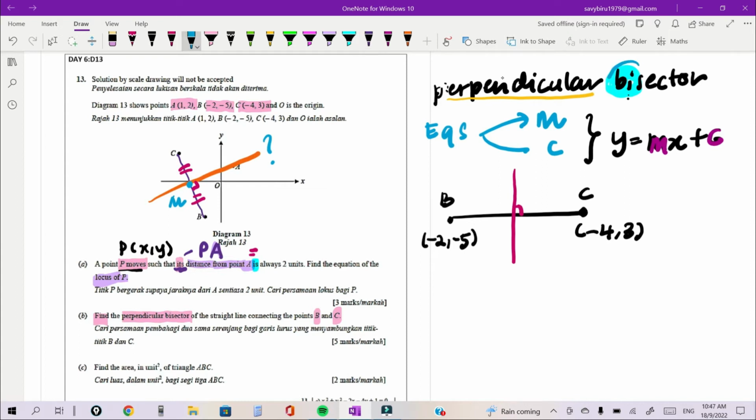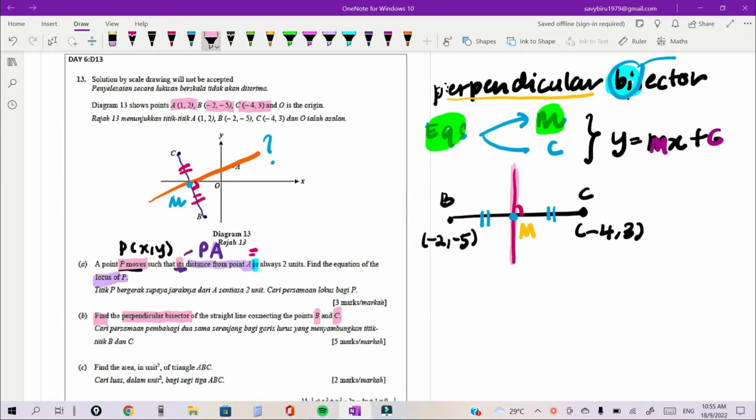The word bisector there shows that the line cuts the line BC into two equal parts, meaning B to M and M to C are equal lengths, where M is the midpoint of the line BC. Since you want to find the equation of the line, you need the value of the gradient first. To find the gradient of the perpendicular bisector, you need to find the gradient of BC first.